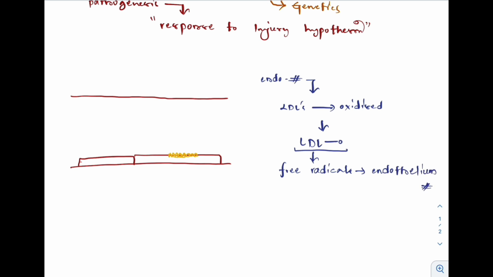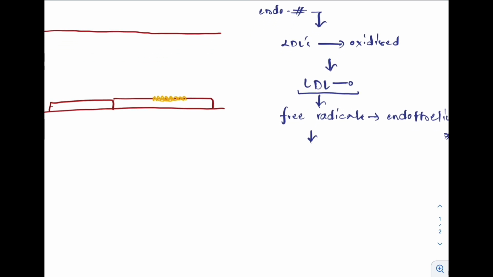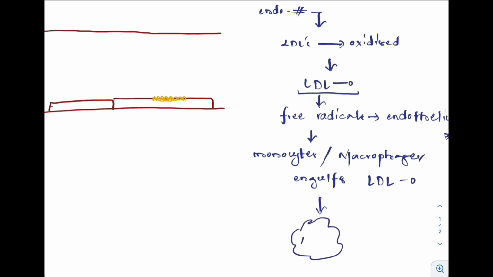So the body thinks, oh my god, I have to stop these free radicals or the oxidized LDL. Then suddenly the immune system will be activated, and the monocytes and macrophages will come into play. They know only one thing: they kill whatever comes in their path by engulfing it. So the oxidized LDL will be engulfed, and these lipid-laden macrophages or lipid-laden monocytes are also called foam cells.